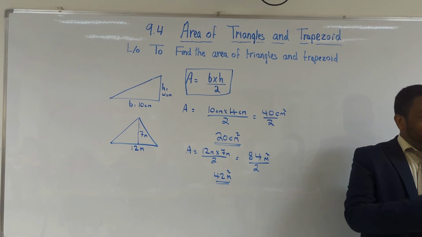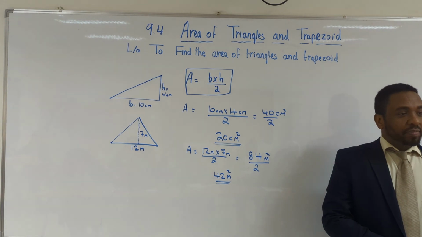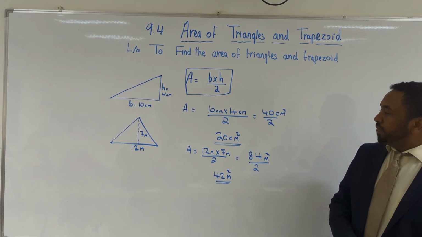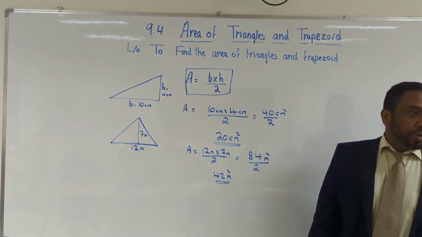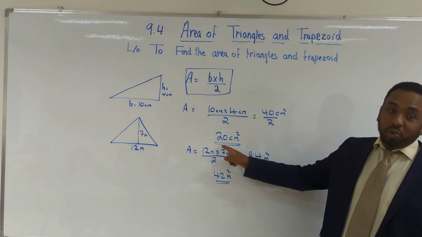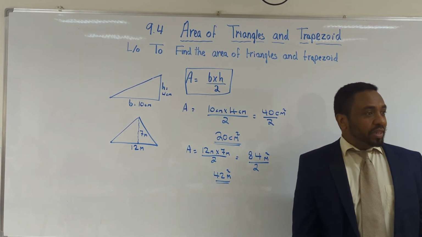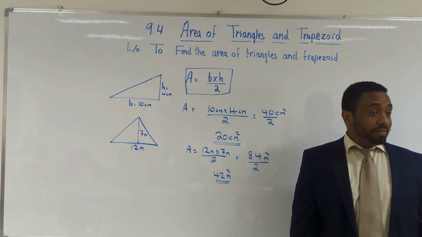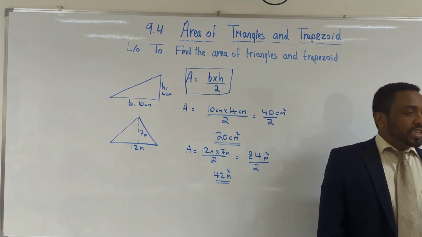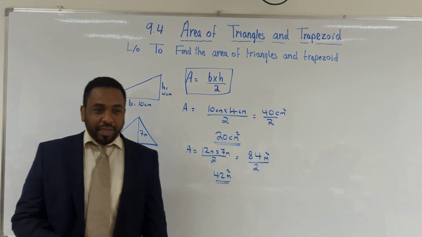Yes, do you get it? Go ahead, what's your question? For the one we did together, 10 centimeters times 4 centimeters is 40. And then 40 divided by 2 will be 20. But remember, the unit will always be square, centimeters square. Is that clear? Great. So now you can do any triangle. You can find out the area of any triangle. Isn't that easy? Yes.